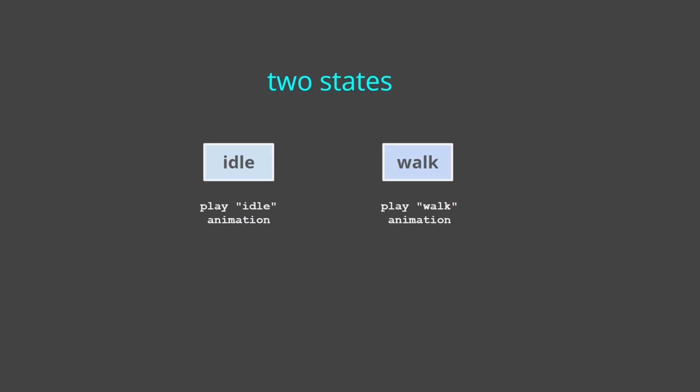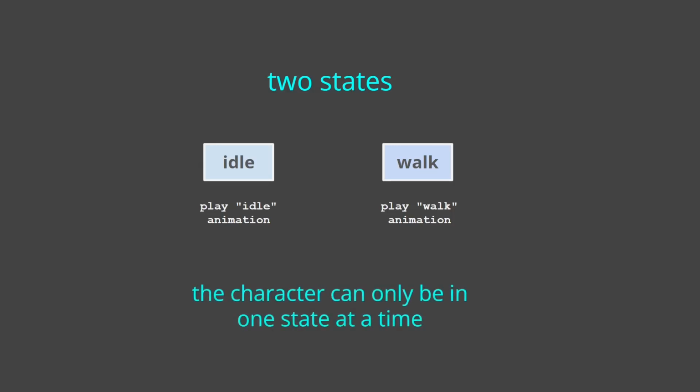For each state, we will be executing a different piece of code. When the player is in the idle state, we will tell the animation player to play the idle animation we just created. When in the walk state, we'll tell the same animation player to play the walk animation instead. The first rule of a state machine is that the character can only be in one and only one state at any given time. This makes sense if you think about it. You can't really be both idle and walking at the same time.